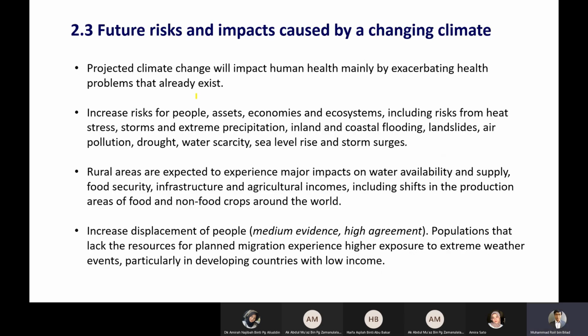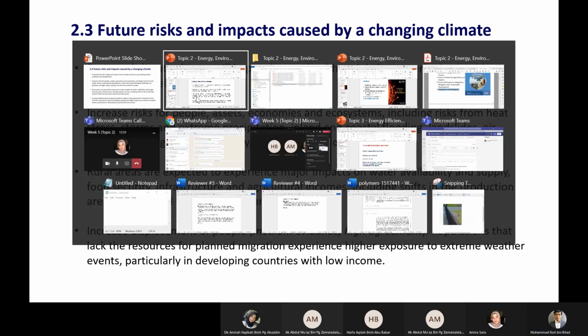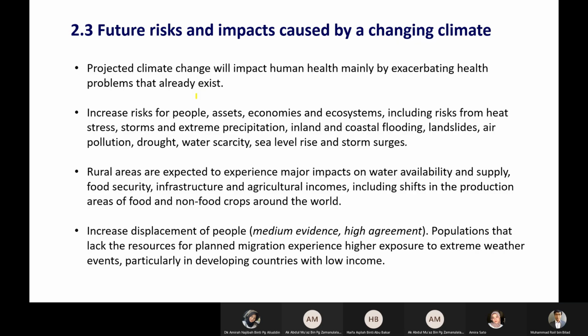Next, we'll see the future risk and impact. By changing climate, this is the summary. It will affect human health by exacerbating health problems that already exist, and increase risk for people, assets, economy, and ecosystem. Major impact on rural areas, on water availability and supply, food security, infrastructure, agriculture, income, and so on. Increased displacement of people. This is the summary of the future risk and impact.